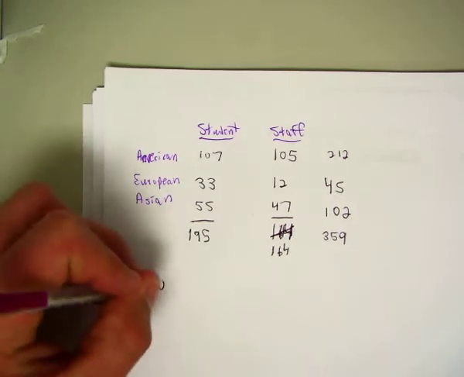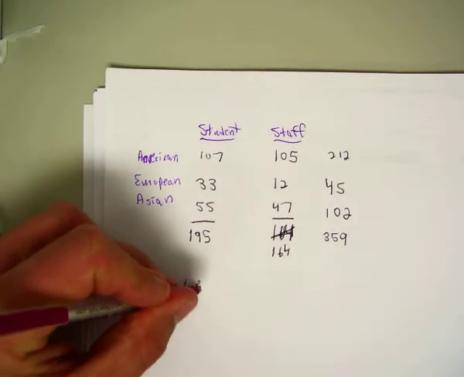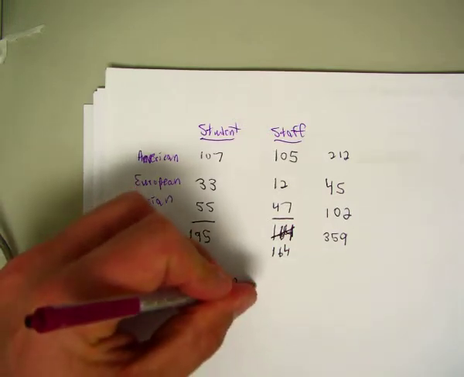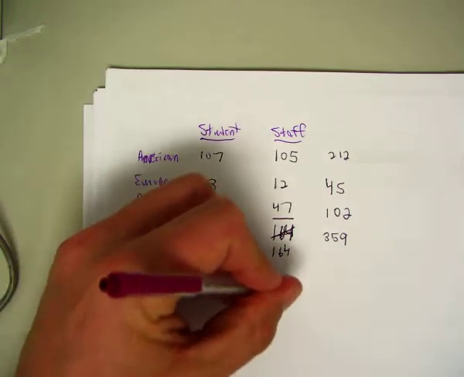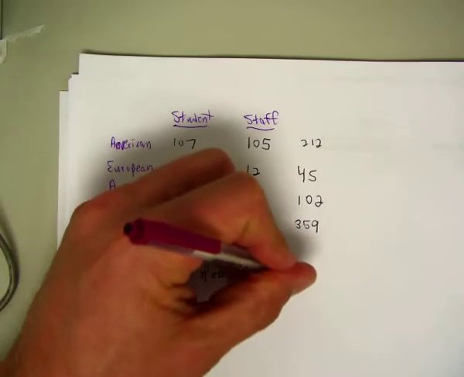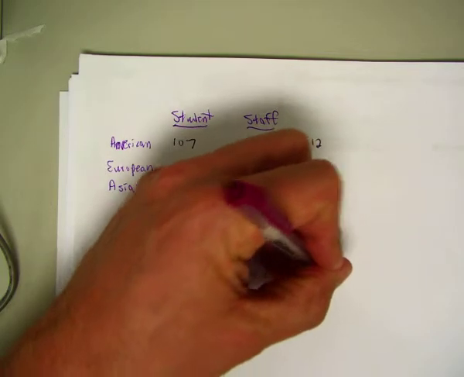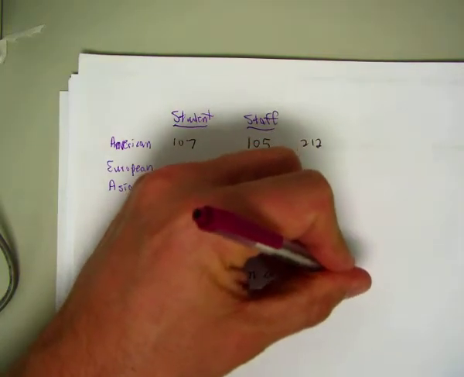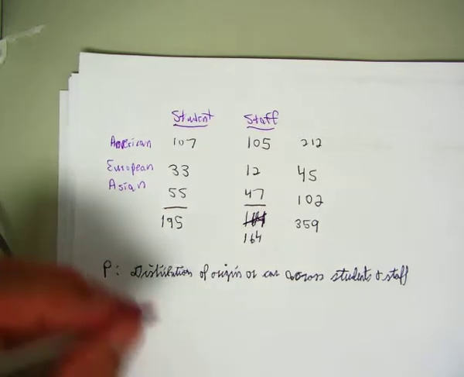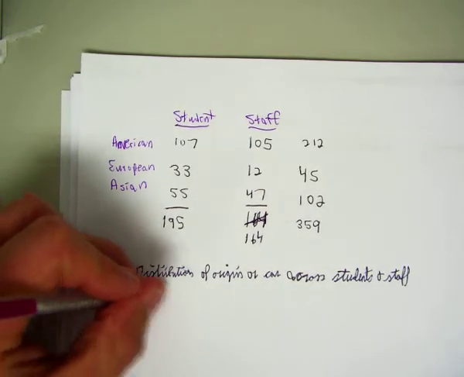Our parameter here is the distribution of origin of car across students and staff at a local university.